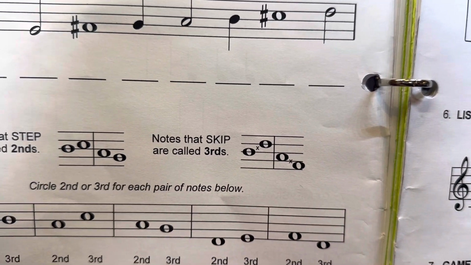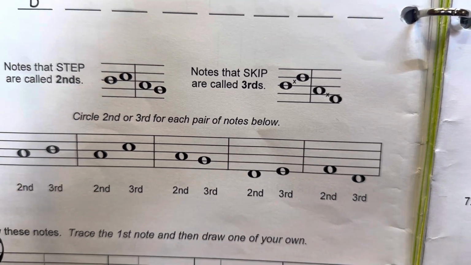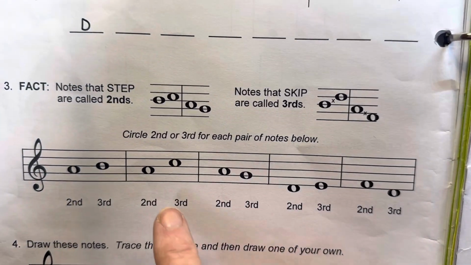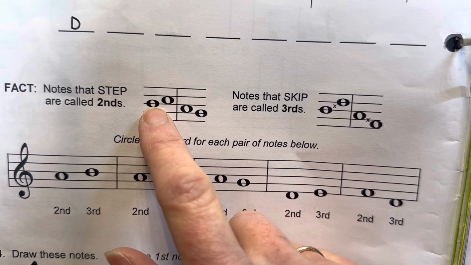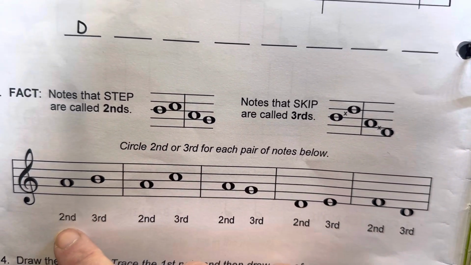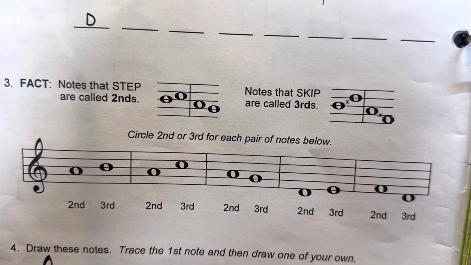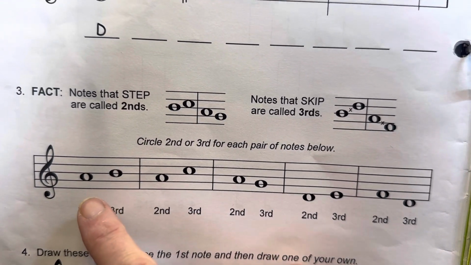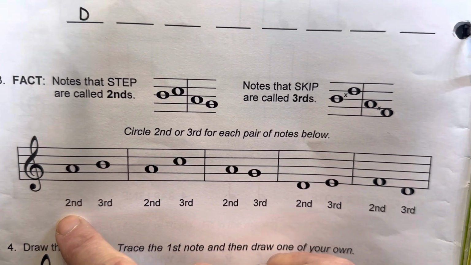Now, they have names besides just skip and step. In addition to this just being a step, the theoretical term is that's an interval. An interval is the distance between two notes. So intervals are a very common theoretical fact that we all need to know as musicians.